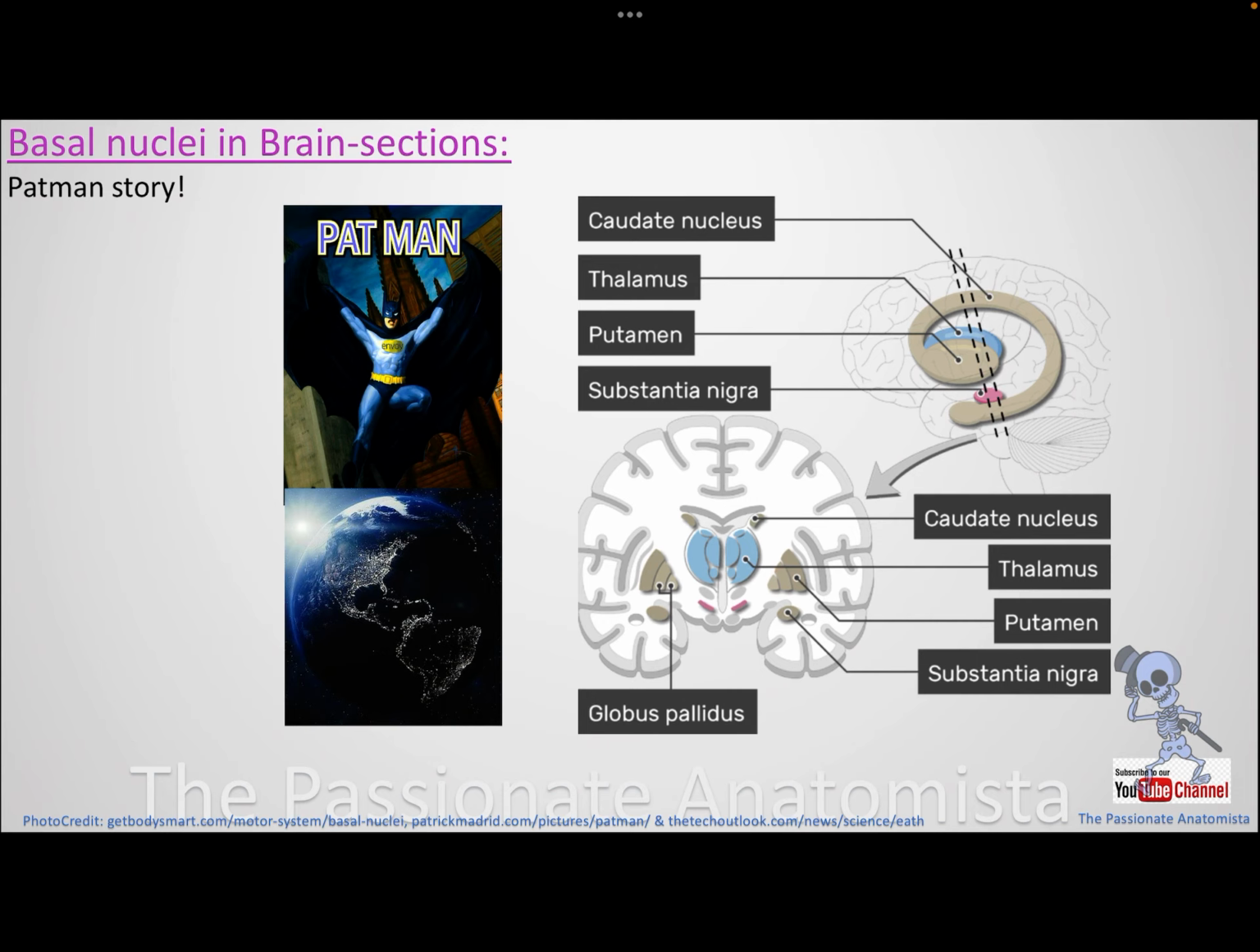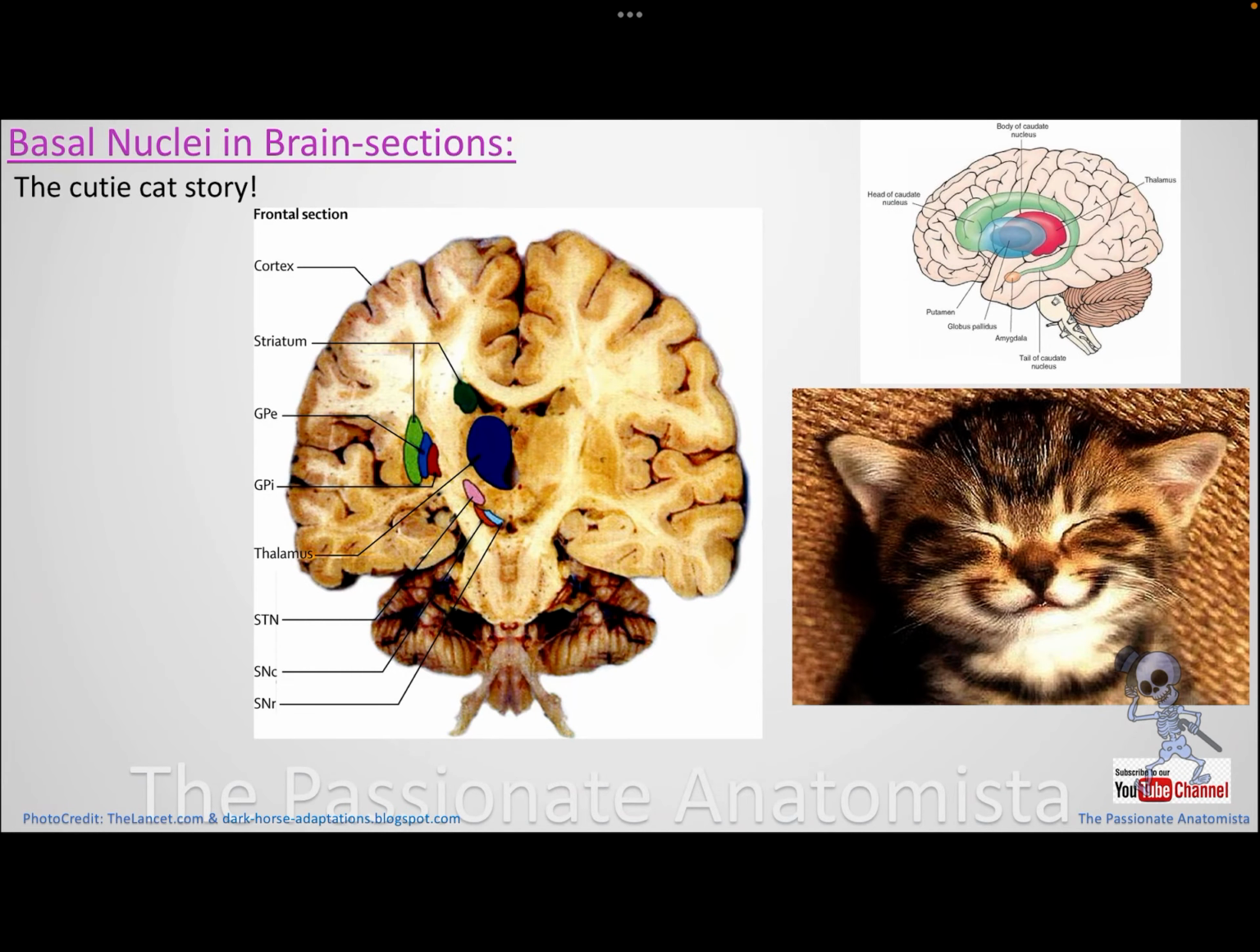Now, how will you remember the caudate nucleus and thalamus? Think about the cutie cat story. To me, a coronal section of the brain looks like a cutie cat. Cute cheeks, these are the caudate nucleus. These are the cheeks that are bulging into the eyes of the cat. The cat eyes are the lateral ventricles. These are the spaces, all right? And the caudate nucleus is basically the cheeks that are bulging into that. So if you can see here, gray matter bulging into the cat eyes, this is the caudate nucleus.